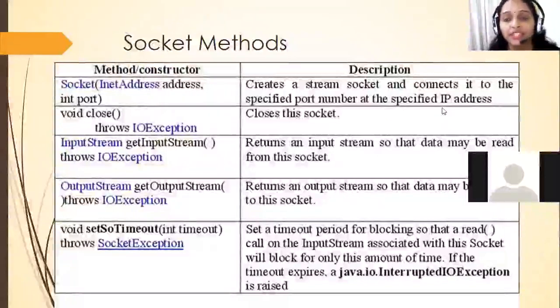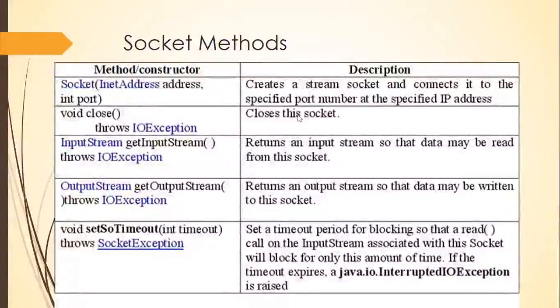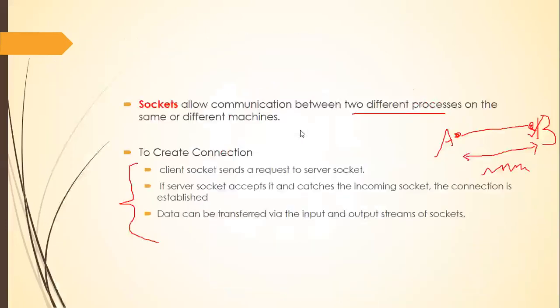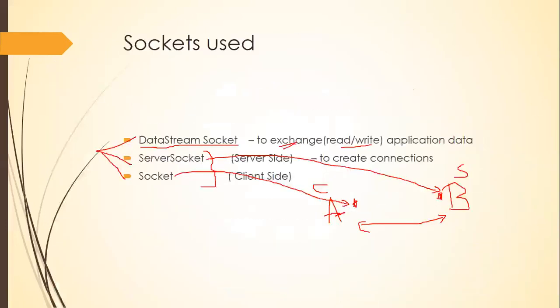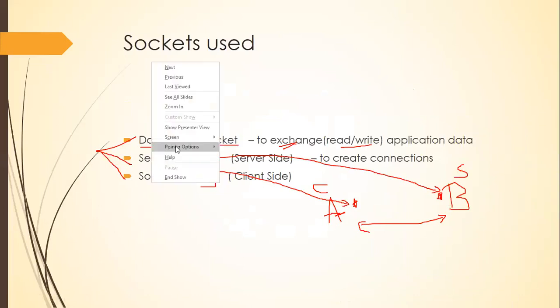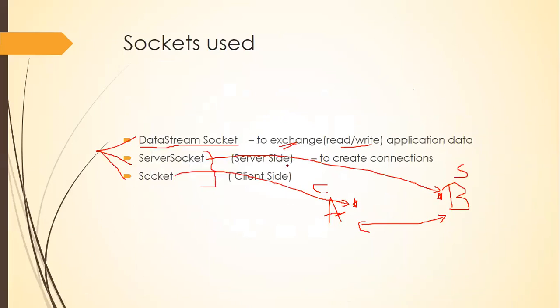We'll see the various socket methods. Okay, now hope you remember, I'll just go through a quick revision between socket and server socket. You have Alice and Bob. You have a socket at Alice's side, and you even have a socket at Bob's side. The socket at the client side is called socket, and the socket at the server side is called server socket. This is what we saw last day.